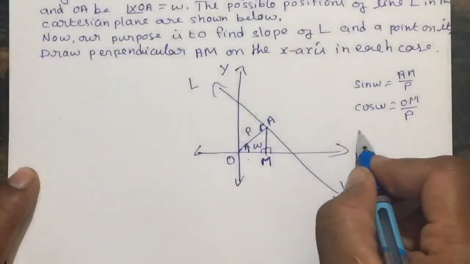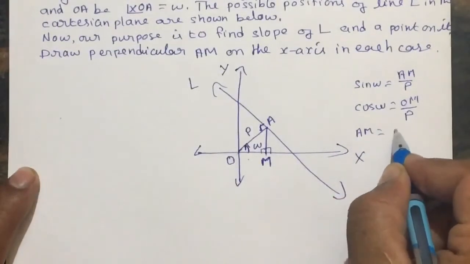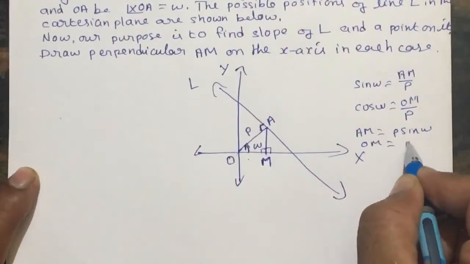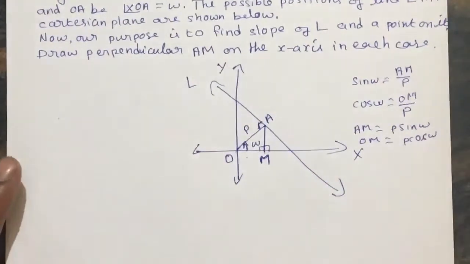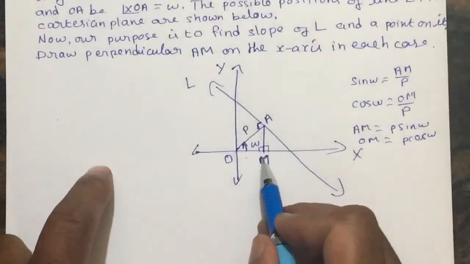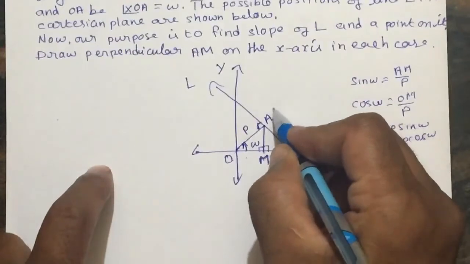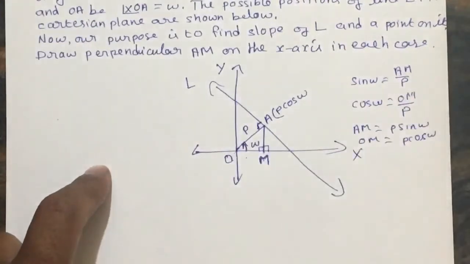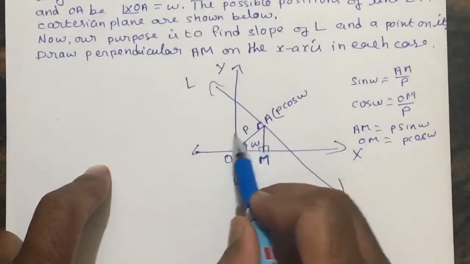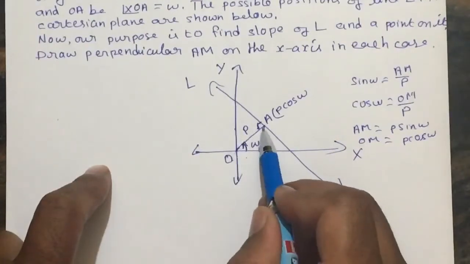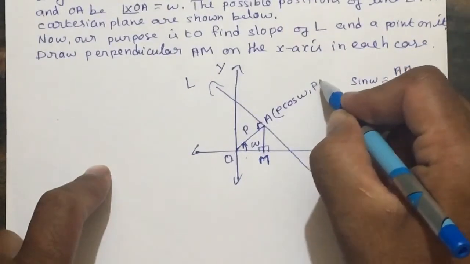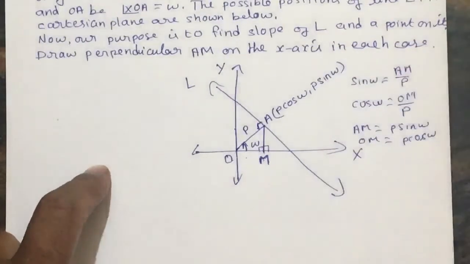Now I have AM equal to p sin omega and OM equal to p cos omega. So what I mean to tell is, this point A's distance along the x-axis, that is OM, is given by p cos omega, and its distance from the x-axis, that is AM, is p sin omega. So I got a point A.